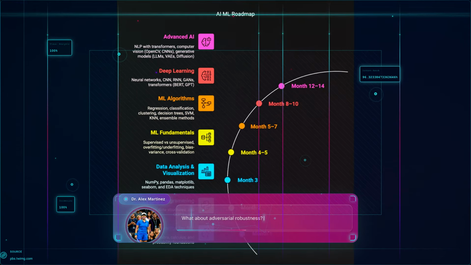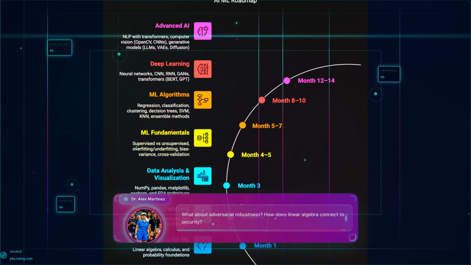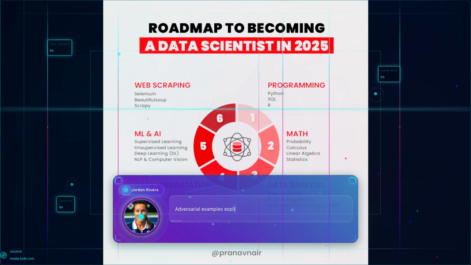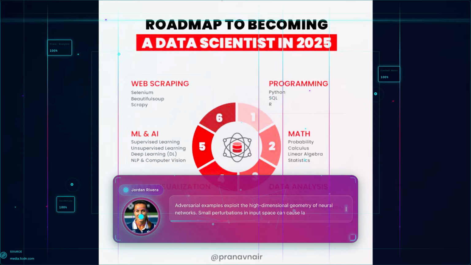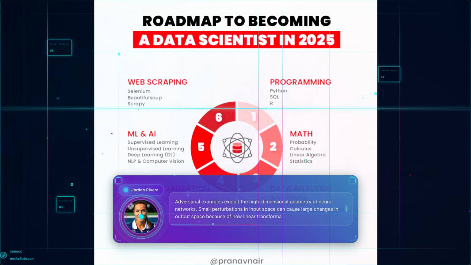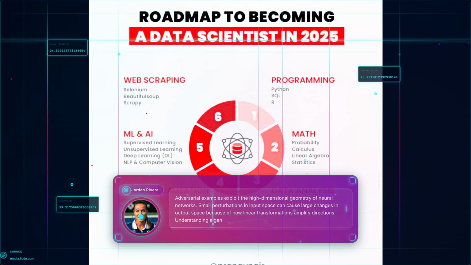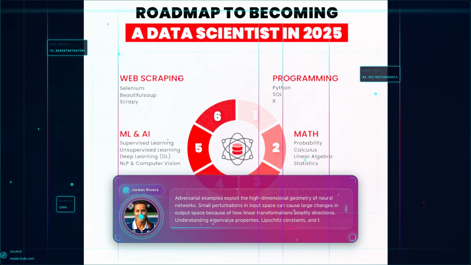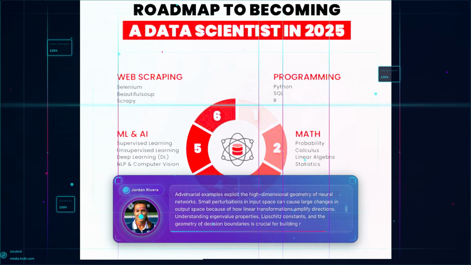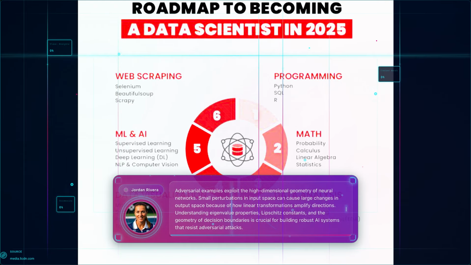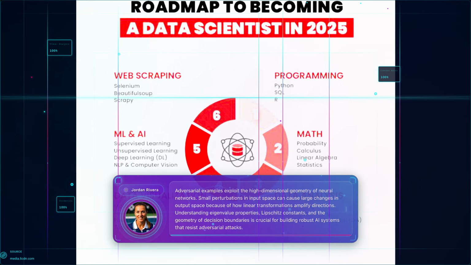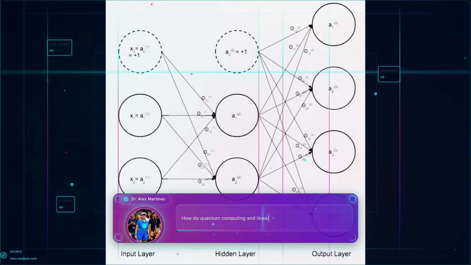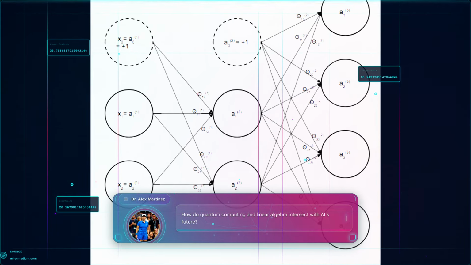What about adversarial robustness? How does linear algebra connect to security? Adversarial examples exploit the high-dimensional geometry of neural networks. Small perturbations in input space can cause large changes in output space because of how linear transformations amplify directions. Understanding eigenvalue properties, Lipschitz constants, and the geometry of decision boundaries is crucial for building robust AI systems that resist adversarial attacks.